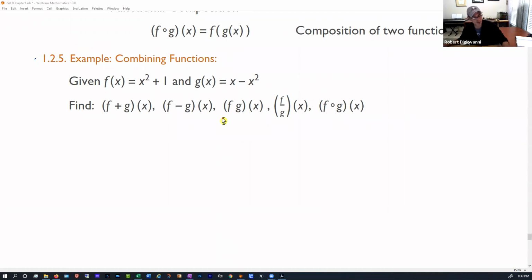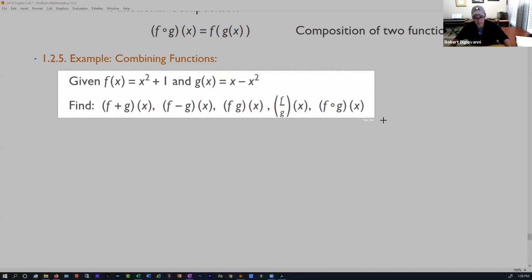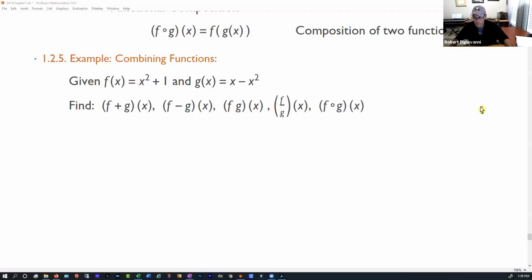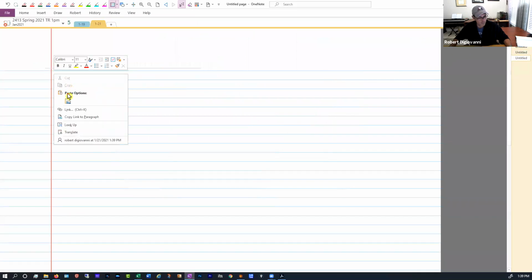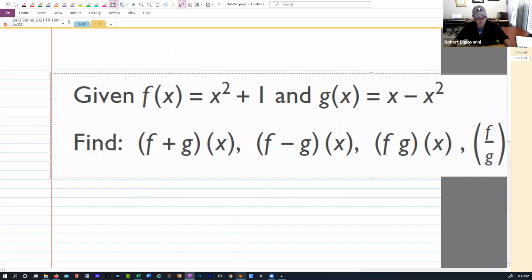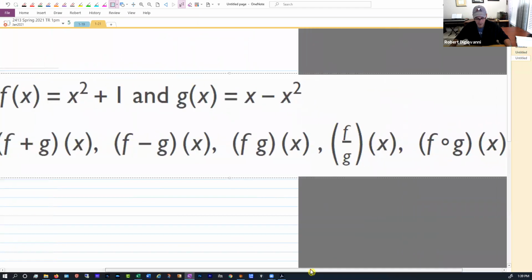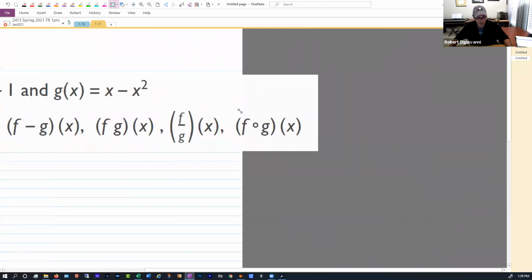So let's do this example. And I think I'm going to copy this. Oops, wrong button. I need to figure out why that always comes in so big like that.